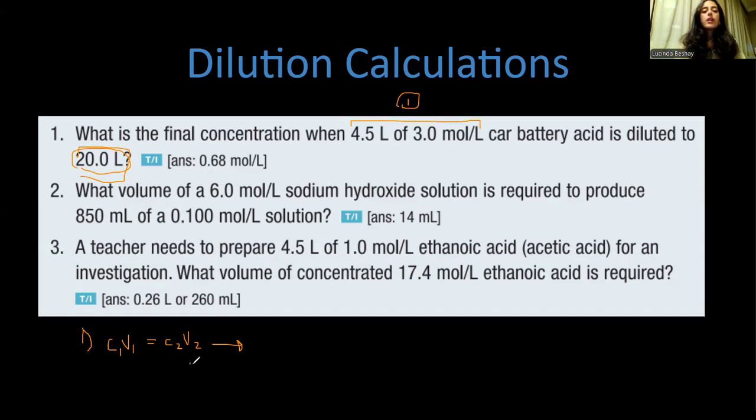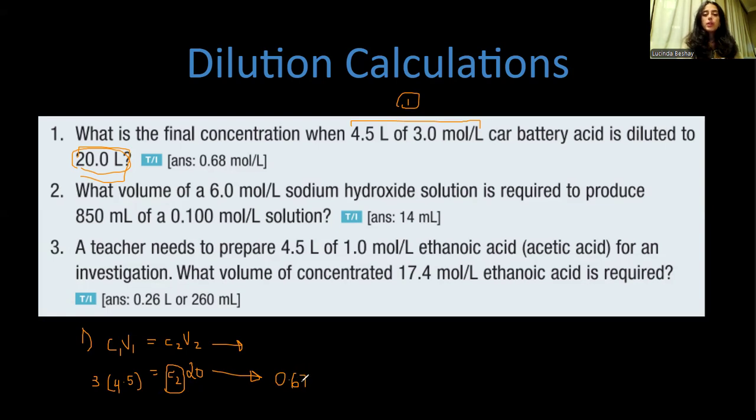So then you're going to have 20 by itself. And what am I solving for? I'm solving for C2. For C1, I've got 3, and for liters, I've got 4.5. So it's going to be 3 times 4.5. Now it's just a matter of isolating for C2. It's going to be 3 times 4.5 divided by 20. So that's going to be 0.675.